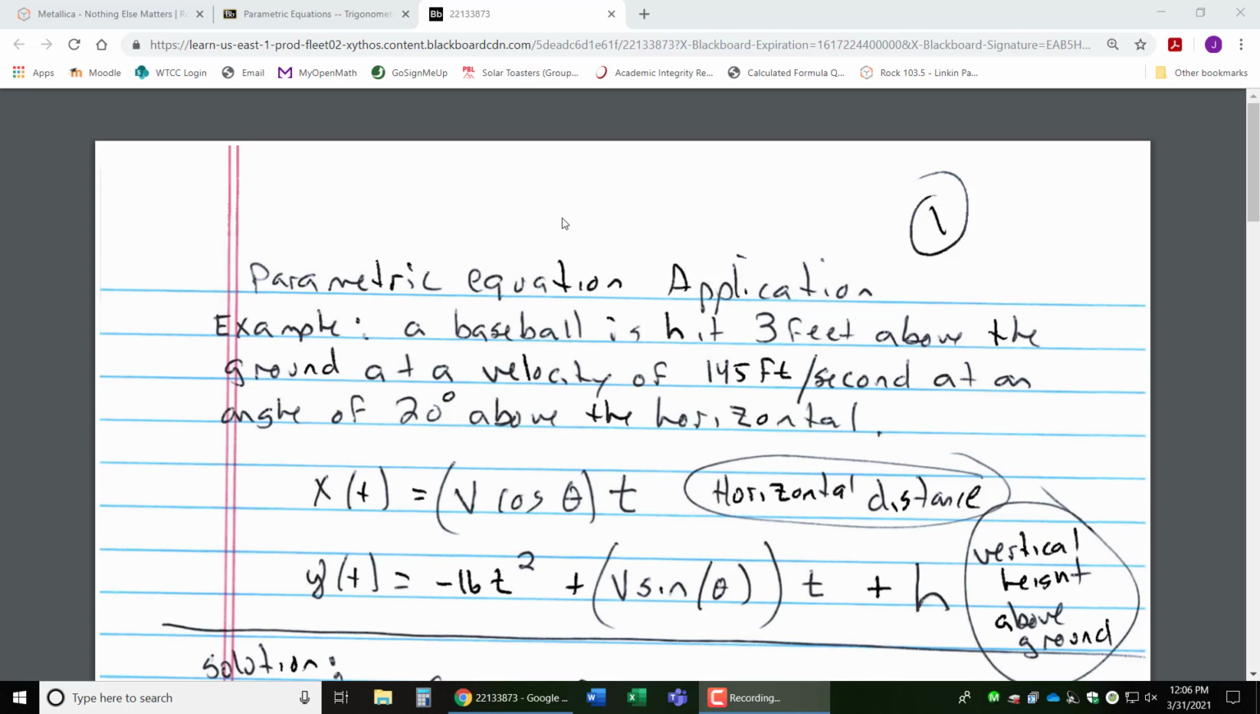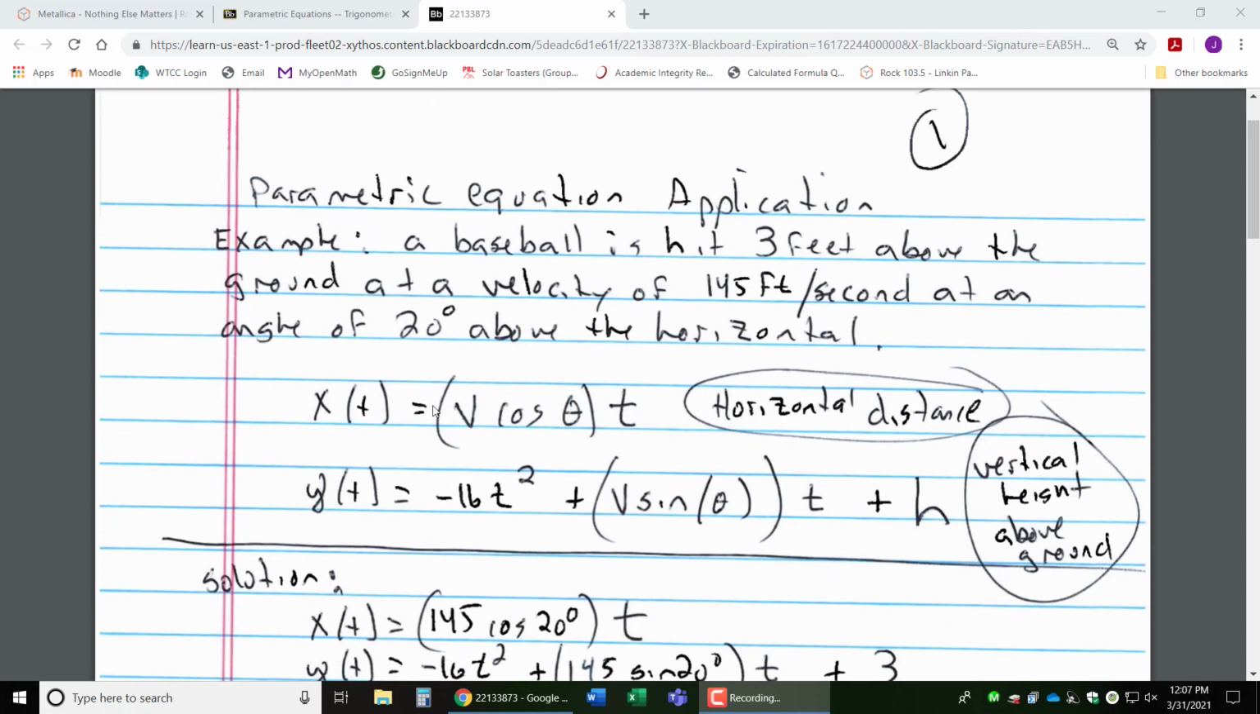Okay, I've got an application of the parametric equations here, and I've only got one because they're all basically the same. We throw something, we hit something, fire a bullet, a rocket, whatever. So you can see there's two generic forms of the equation, and I double checked the lab manual and WebAssign, and everything is in feet.